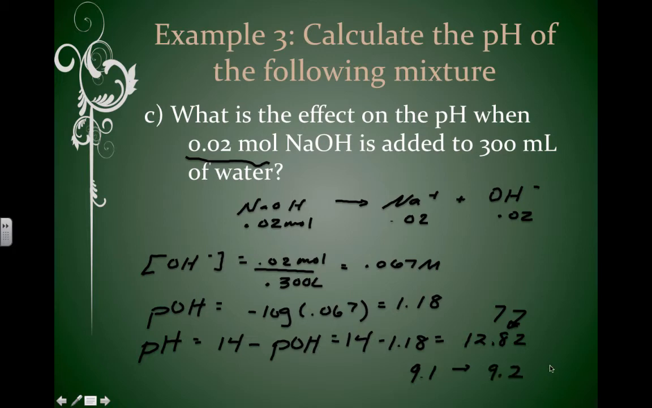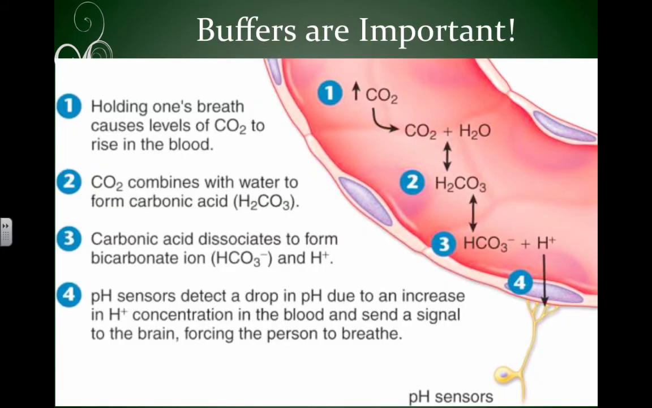So that's how the buffers allow us to maintain homeostasis in our environment or in our bodies or wherever it is that we need the pH to remain constant. So buffers are really important. Here's an example. There's a buffer in your bloodstream that has to do with the levels of carbon dioxide in your blood. So if carbon dioxide levels increase, then it combines with water to form carbonic acid in your bloodstream. And the carbonic acid dissociates to form the bicarbonate HCO3 ion and hydrogen ions.